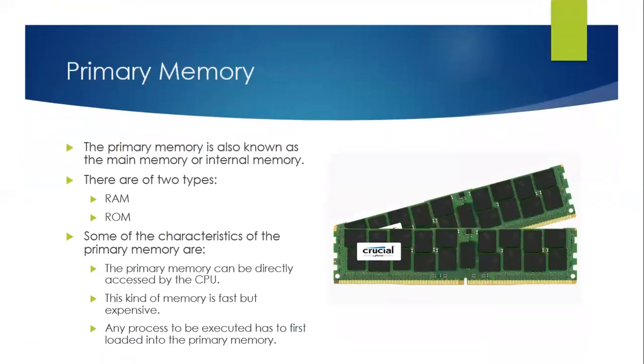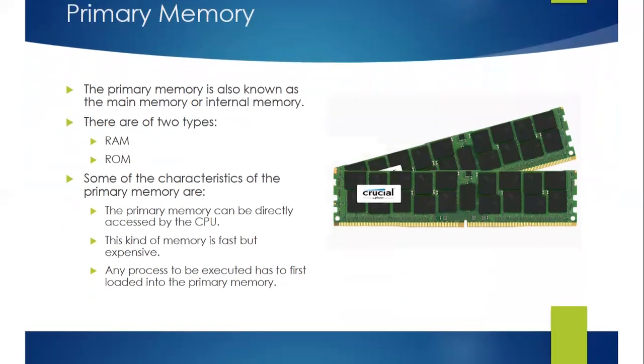Primary memory. Primary memory is also known as the main memory or internal memory. It is of two types, RAM and ROM. Some of the characteristics of primary memory are: the primary memory can be directly accessed by the CPU. This kind of memory is fast but expensive. Any process to be executed has to be loaded into the primary memory first.